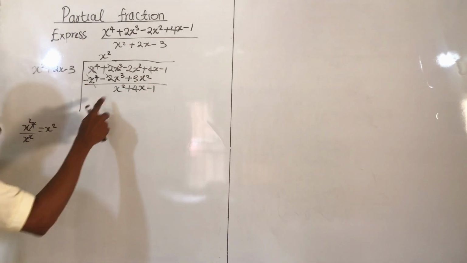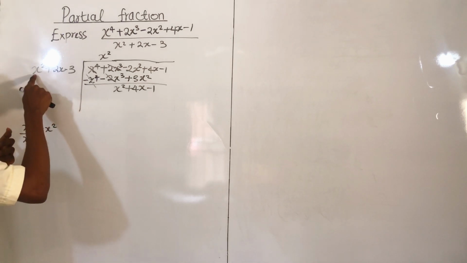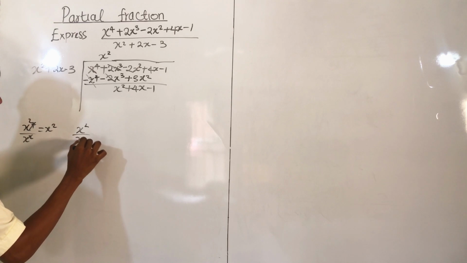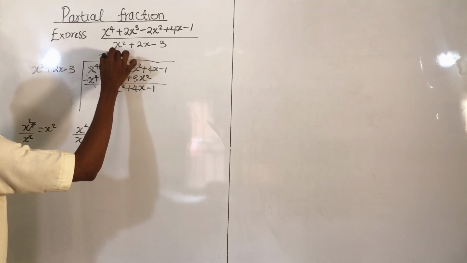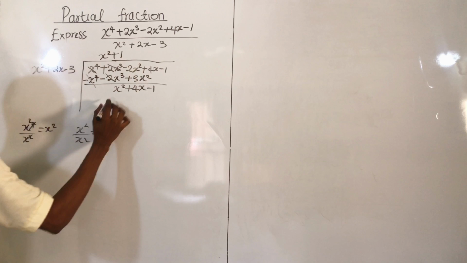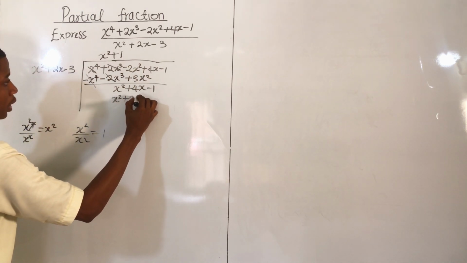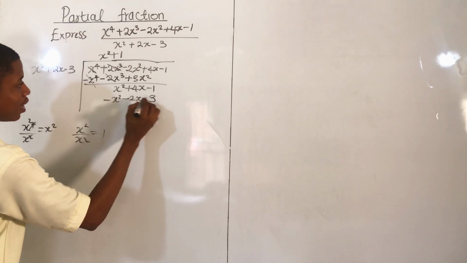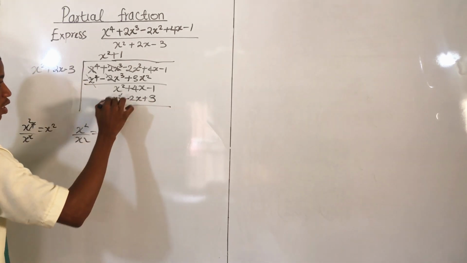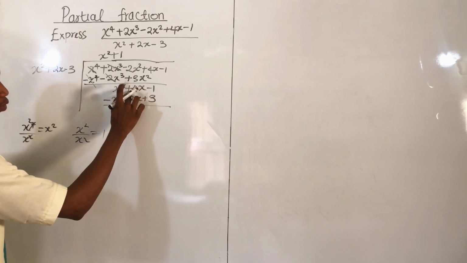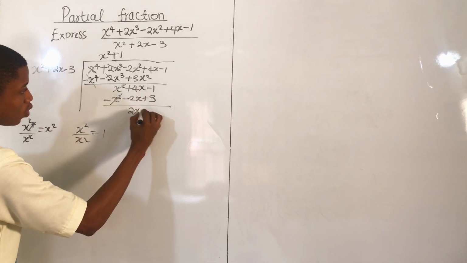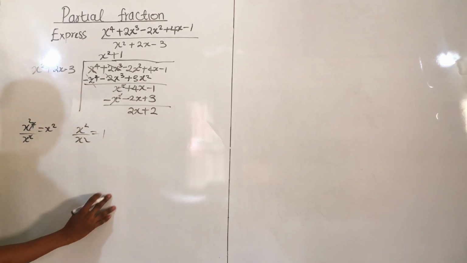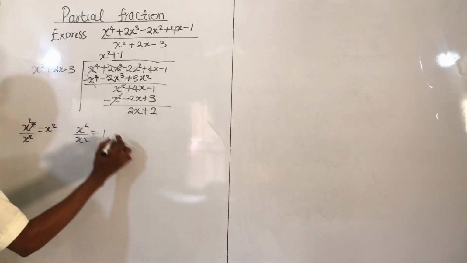Now you can see that the degree of this and this are equal. Of course, you're going to use this to divide this. So you're having x squared over x squared. This is going to be 1. So you're having plus 1. Of course, that 1 will open this. You're having x squared plus 2x negative 3. Of course, negative will work on this. This will be negative and this will turn to positive. This and this will cancel. Positive 4x negative 2x is going to be left with positive 2x. Negative 1, positive 3 will be left with plus 2.